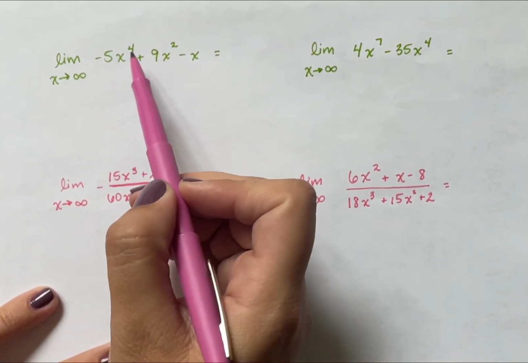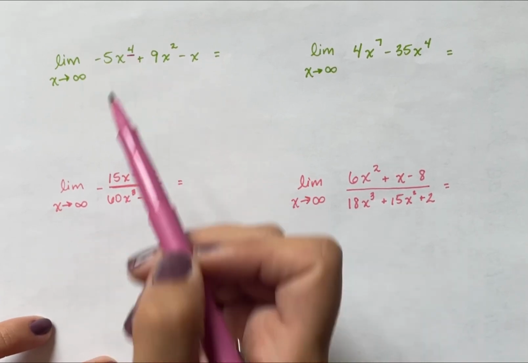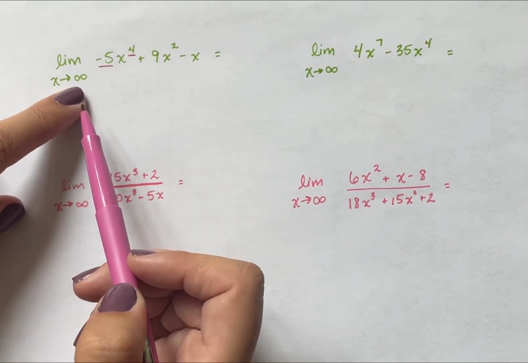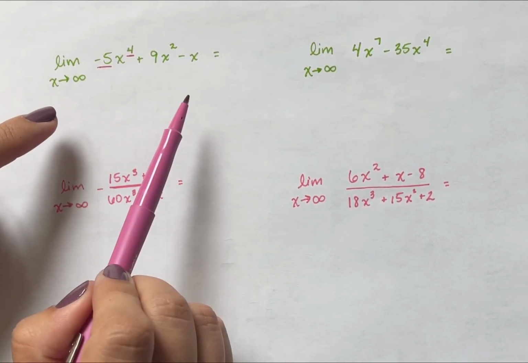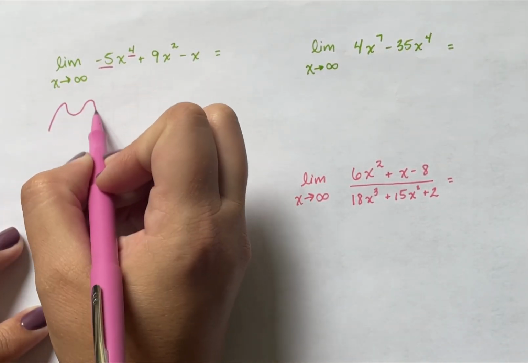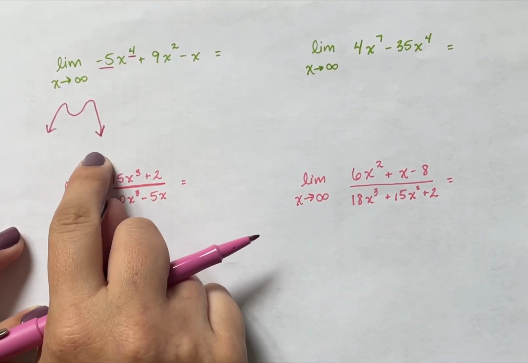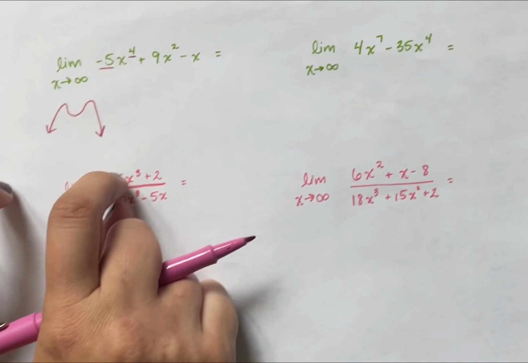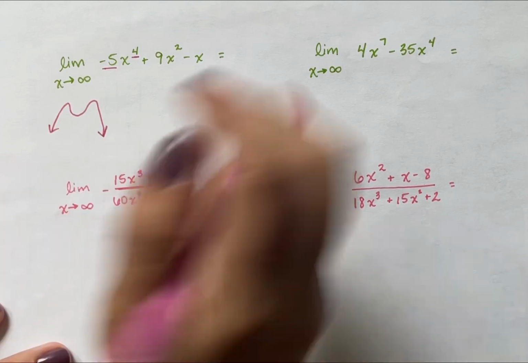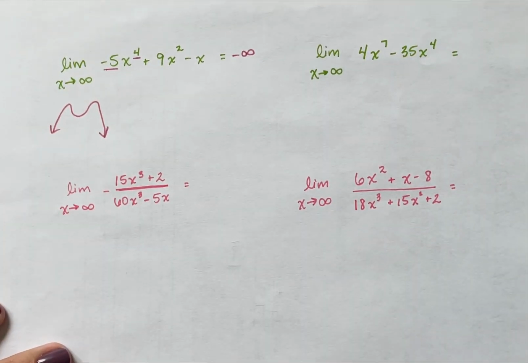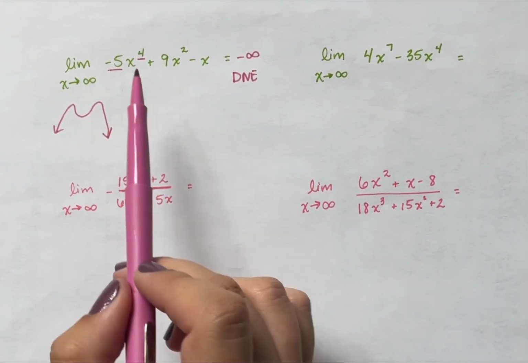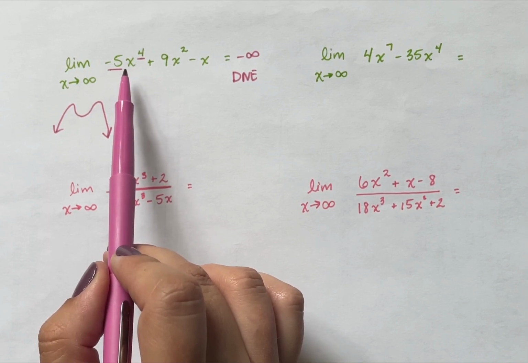For this first one, I see that the degree is 4, meaning it's an even degree, so the end behaviors will be matching. Since the leading coefficient is negative, the end behavior to the right will be going down. So when I think about this graph, it's doing something like this. Both end behaviors are pointing down towards negative infinity. This tells me the limit as x approaches infinity is going towards negative infinity, which we can also write as d and e.